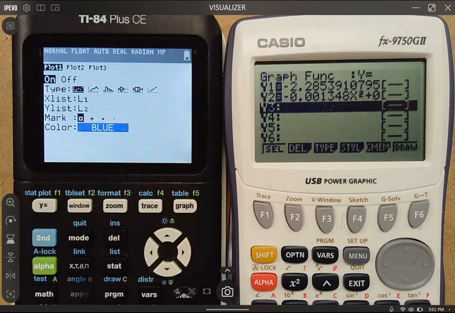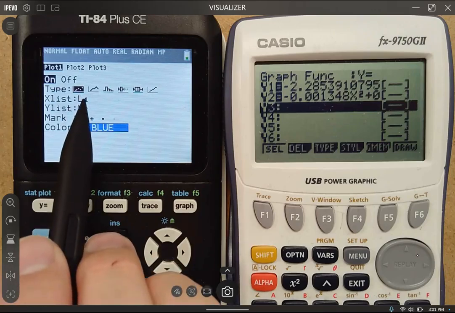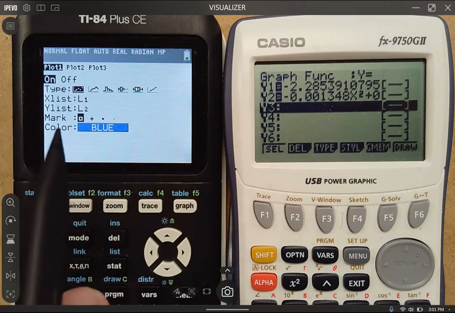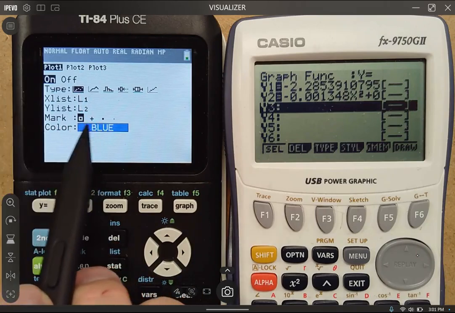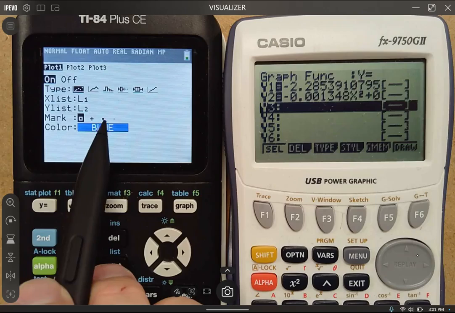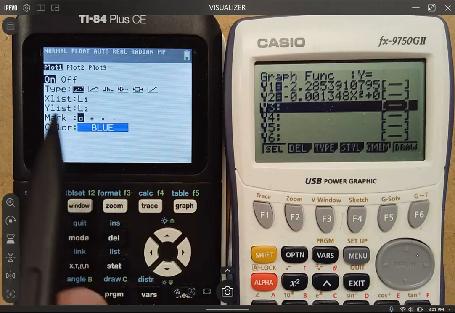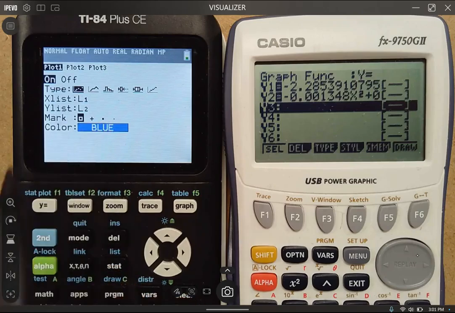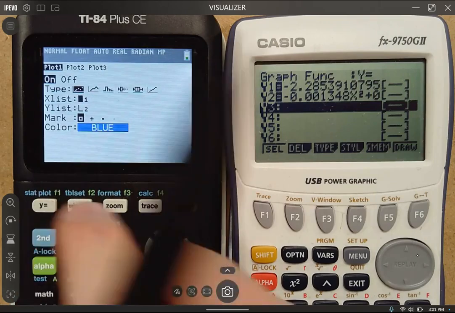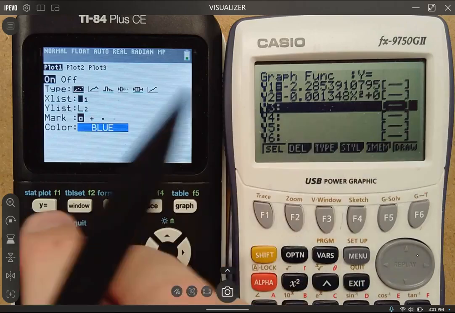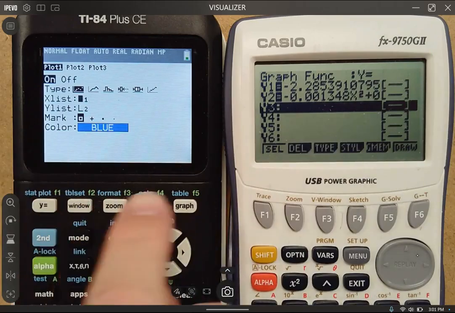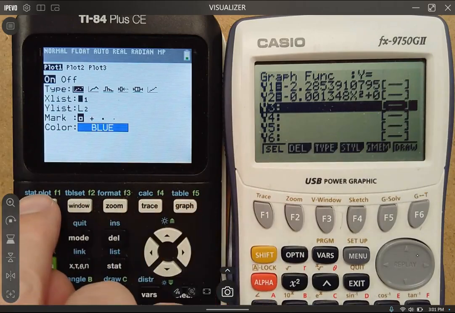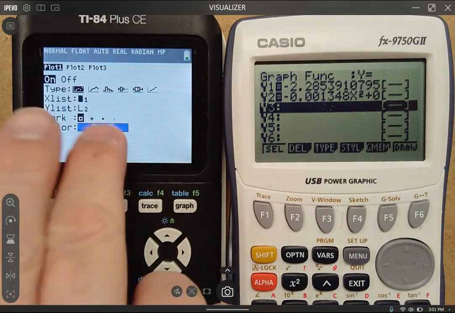Now here I want L1 and L2 because that's where I entered in my data, so we're good there. Marks, you can go ahead and leave with the little square. If you want to put dots, it's up to you. I'm going to leave it with the little square. Then you can choose a color if you want. Doing that is going to plot all my data as well as the equations that I have. So everything here, you're good to go.